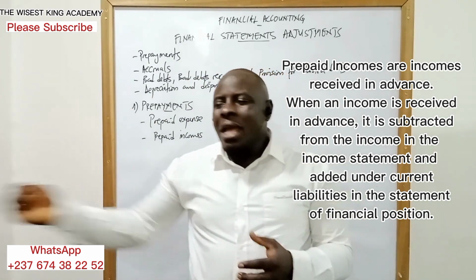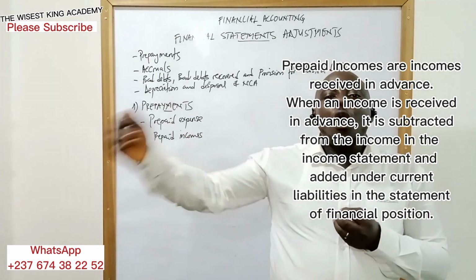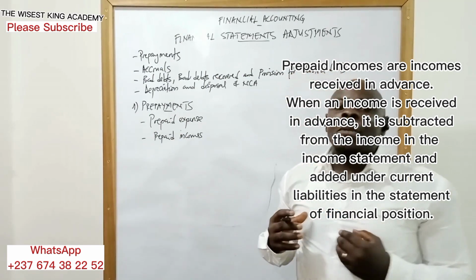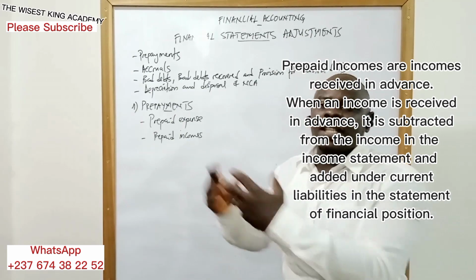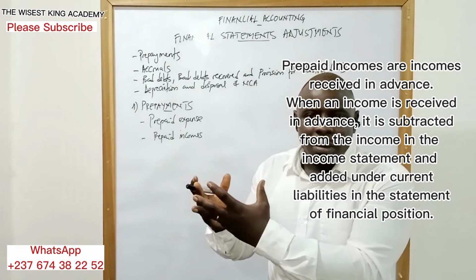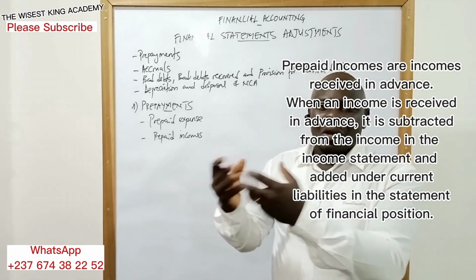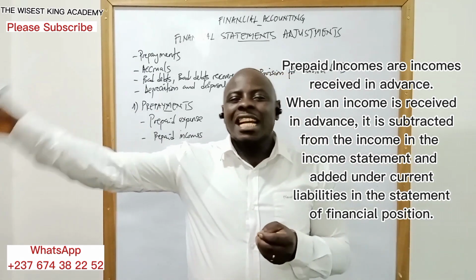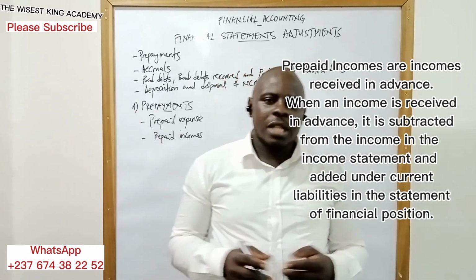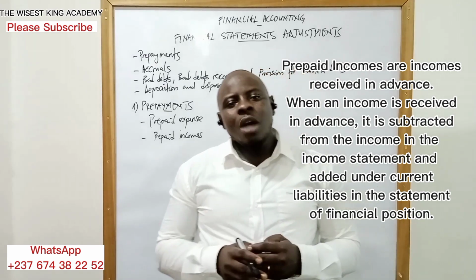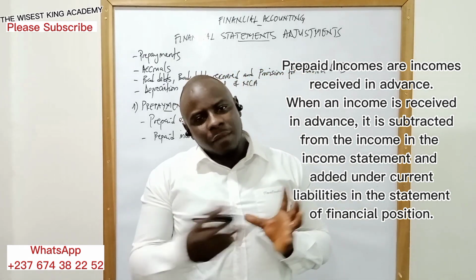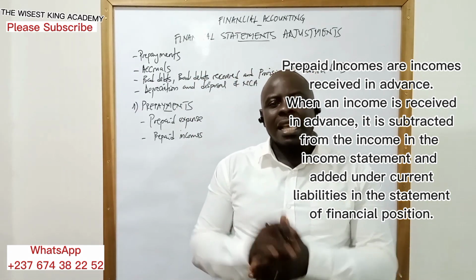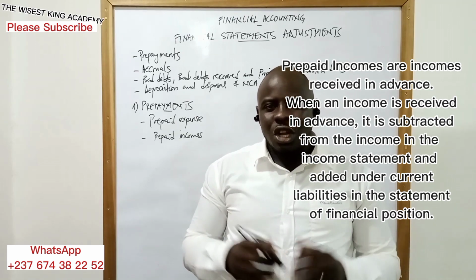Now, I was saying, when we receive this income in advance, we owe the people that paid us or the organization that paid us, until the goods are delivered or the service is rendered. If that is not done, we are debtors. Meanwhile, that person is a creditor, and creditors are current liabilities. So, income received in advance is subtracted from the income in the income statement, and is added under current liabilities in the statement of financial position.